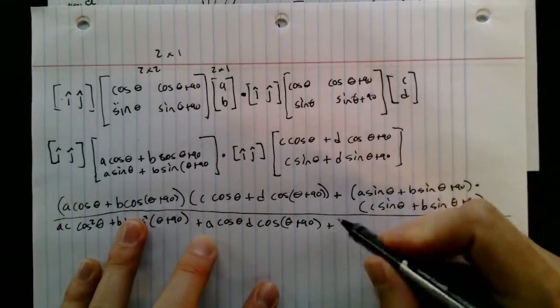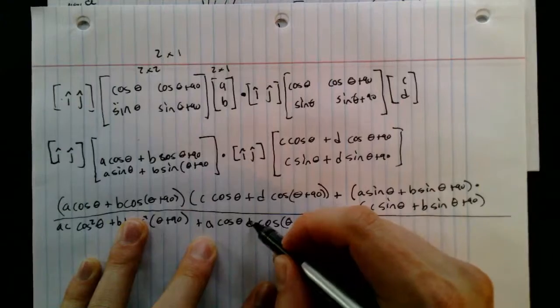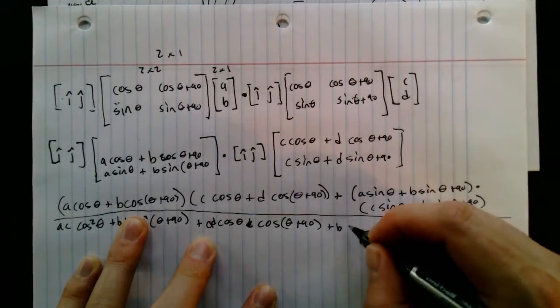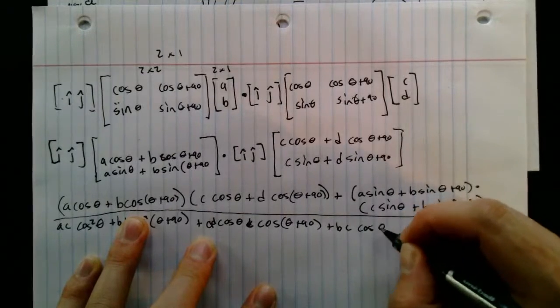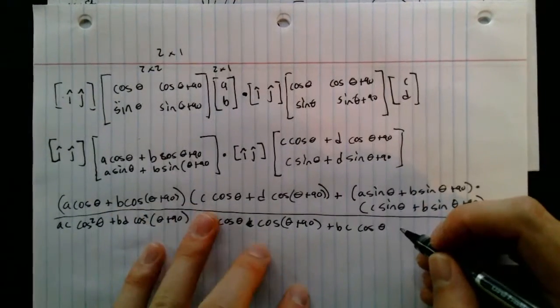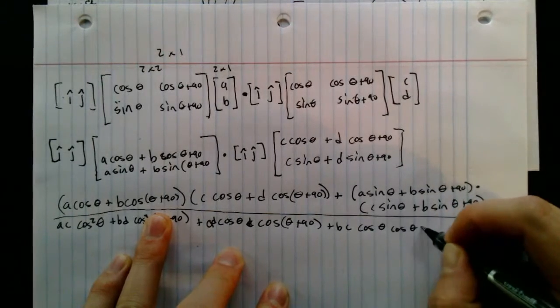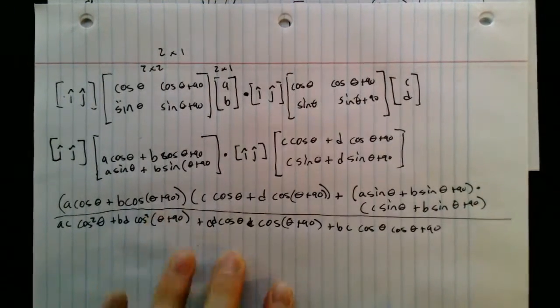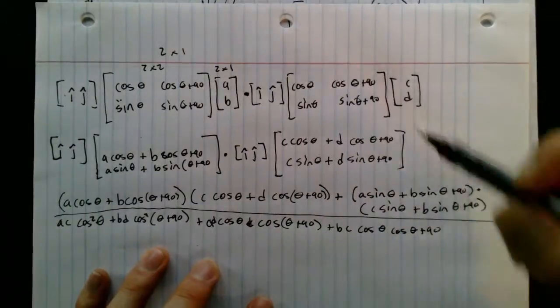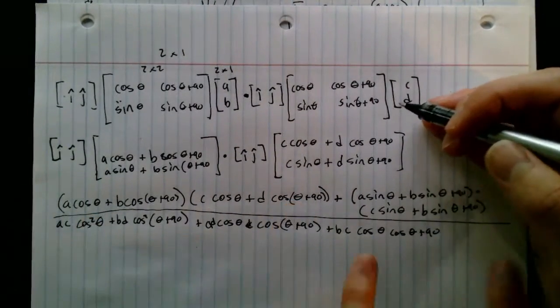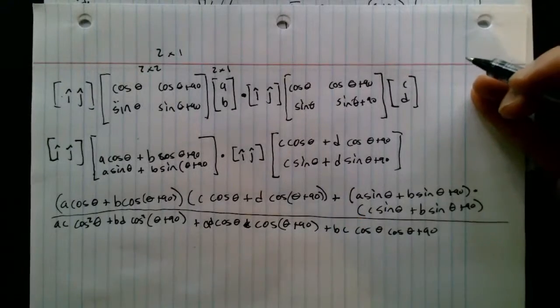Plus, actually I probably should have written it like that. That's a little clearer. So now we have BC cosine of theta, BC cosine theta times cosine theta plus 90, right? So now there's kind of stuff everywhere, but this is all equal to that, and so now we need to FOIL out this term.